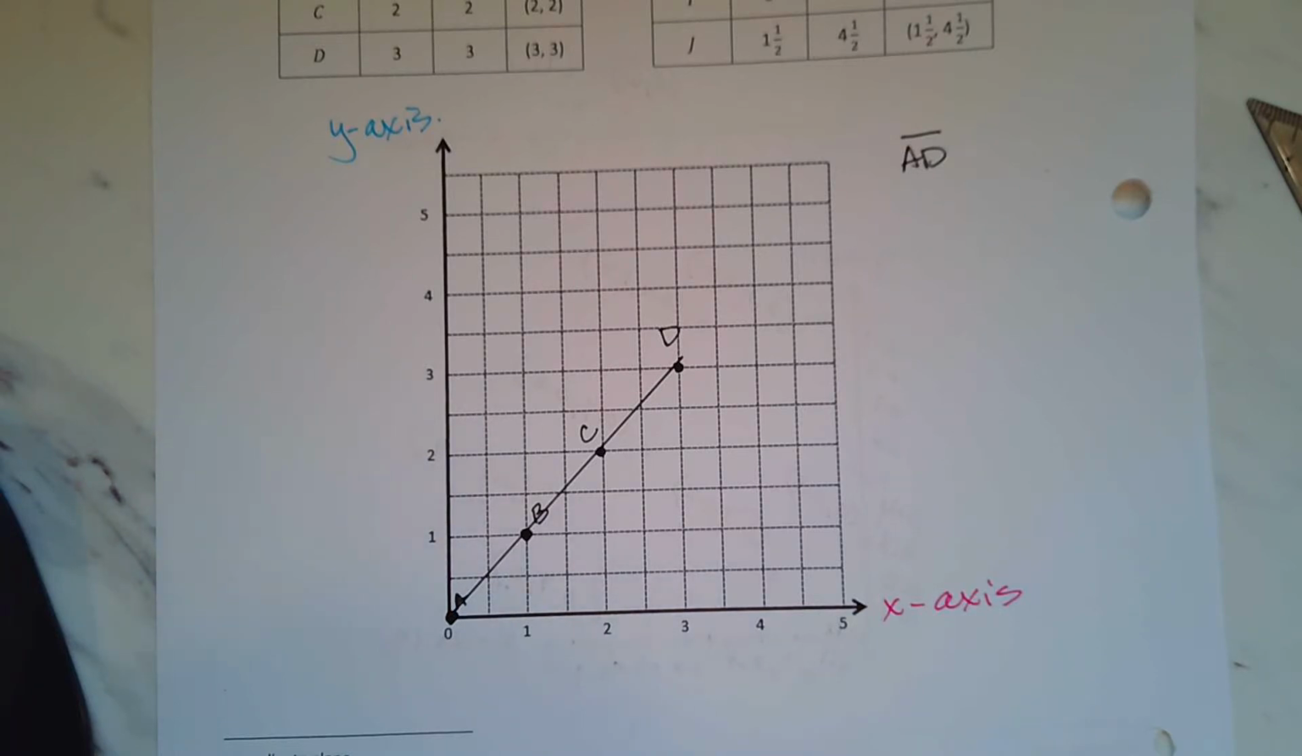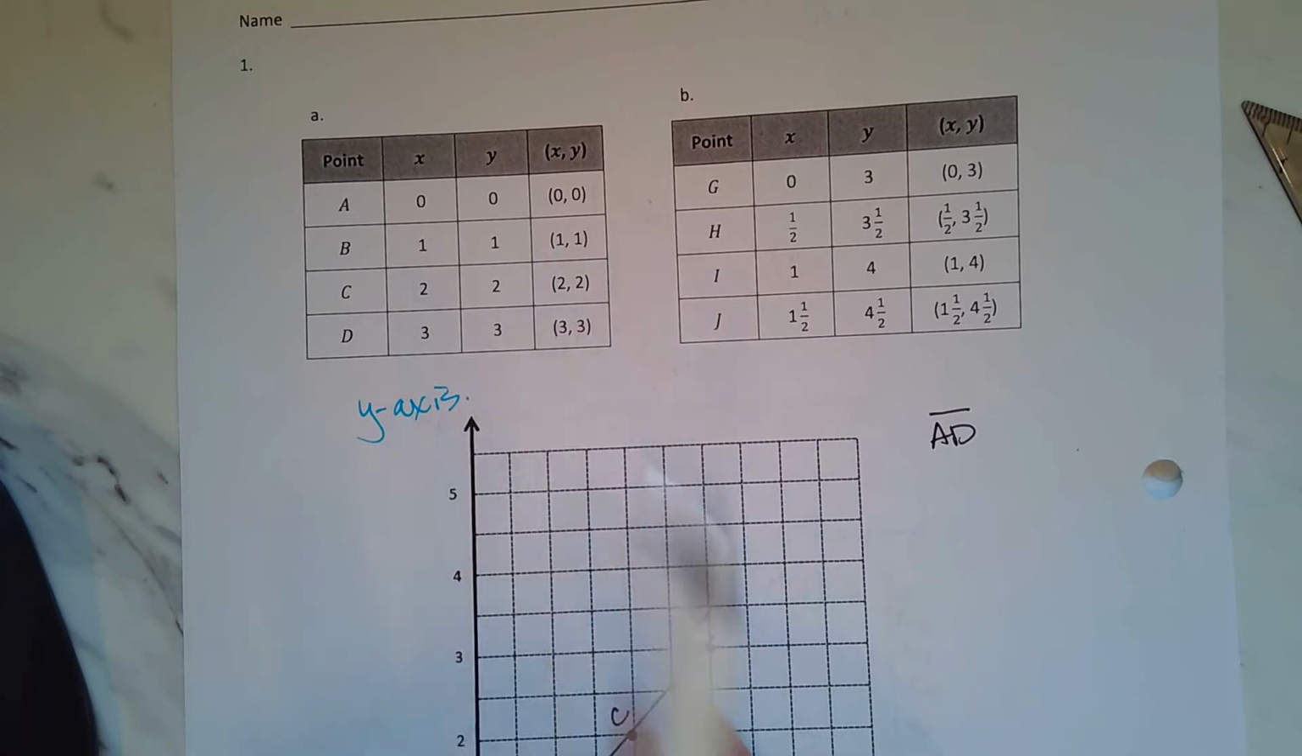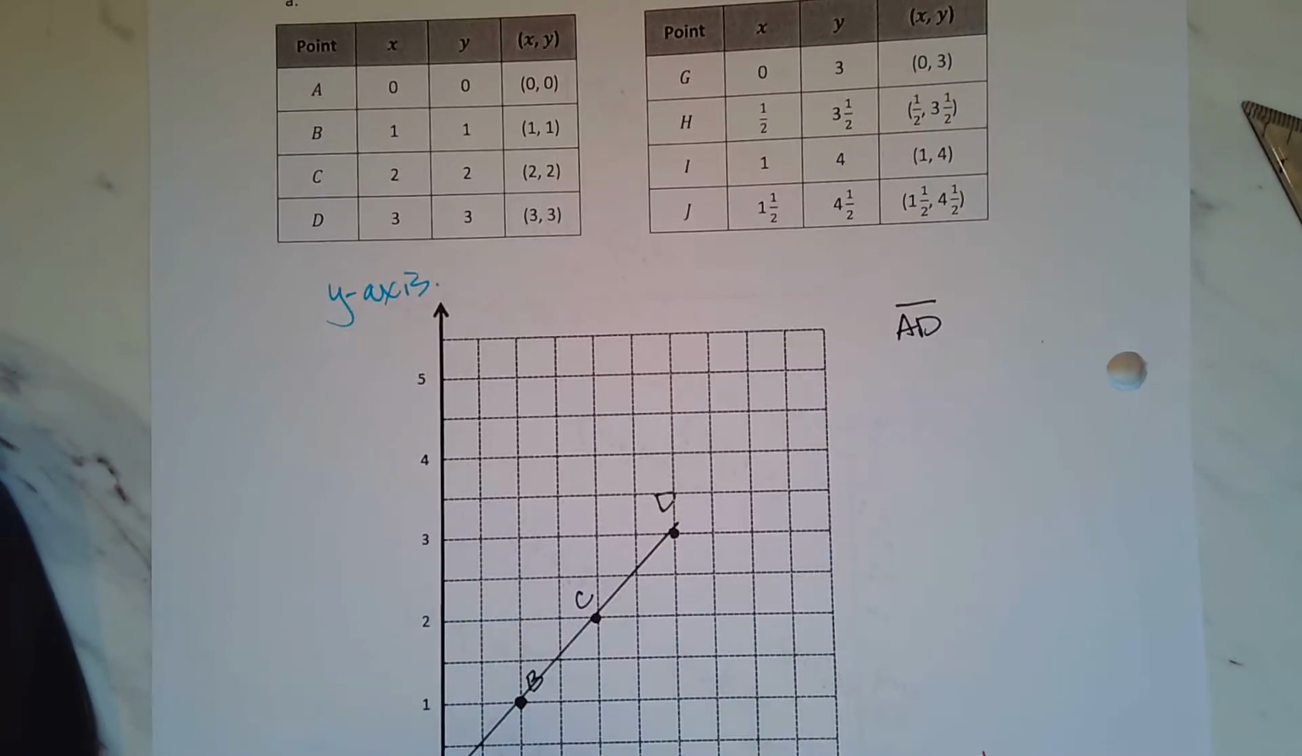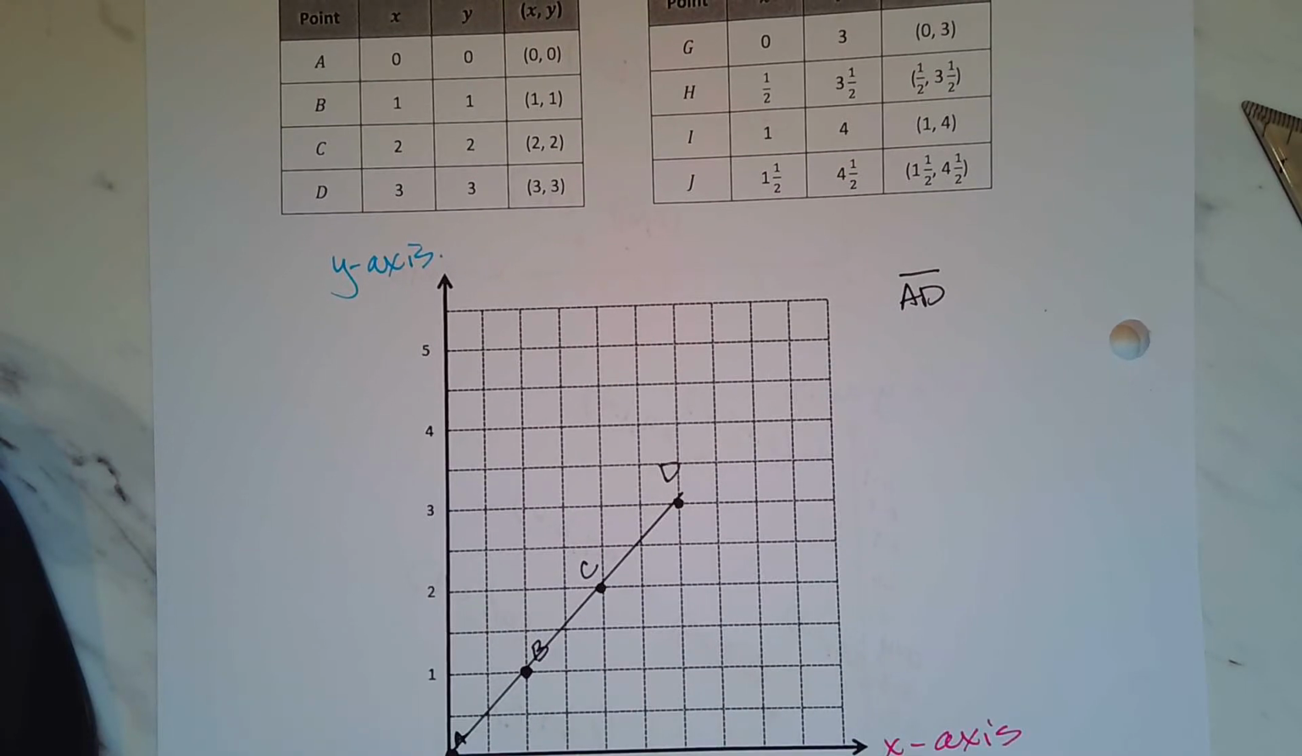What pattern do you notice about the X and Y coordinates? Think about it for a moment. So when X is 0, so is Y. When X is 1, so is Y. All the way up to 3. The X coordinate equals the Y coordinate. So the X coordinate and the Y coordinate are always equal to one another.